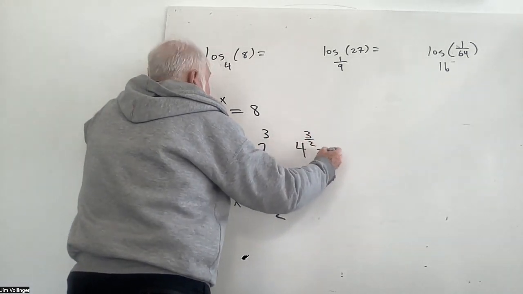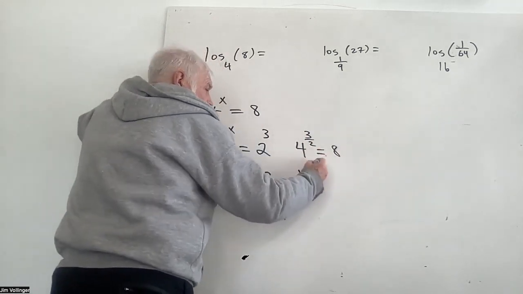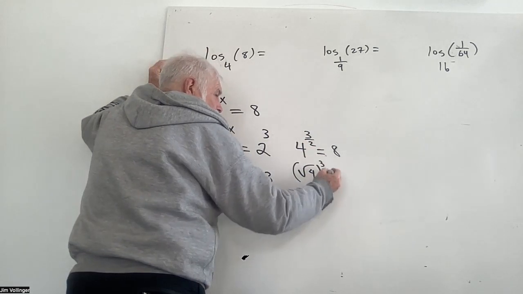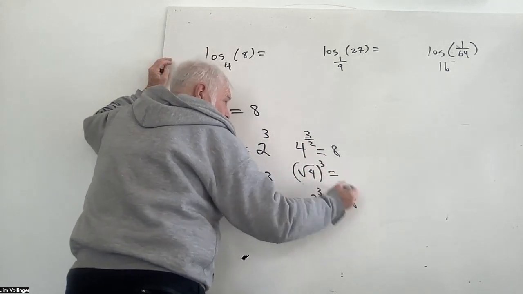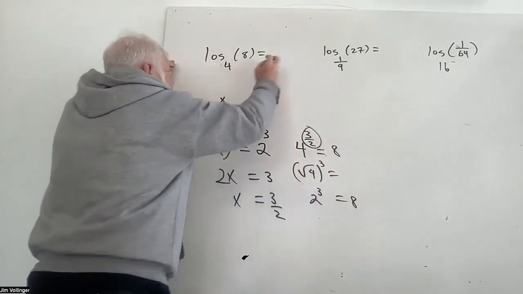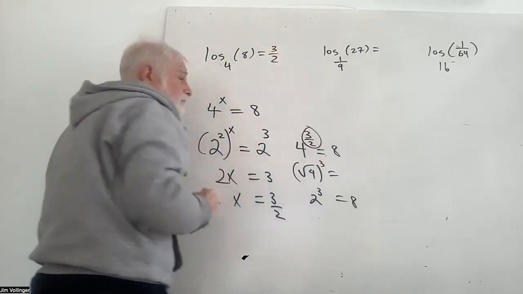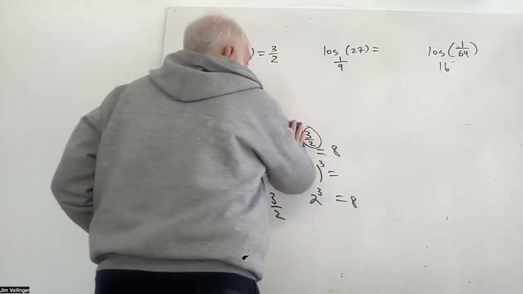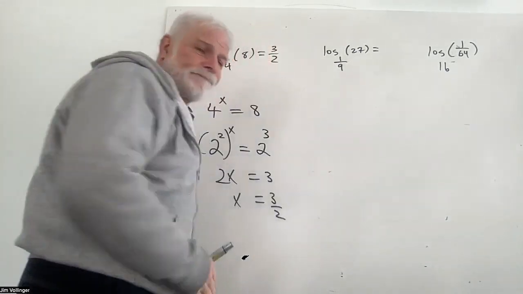Does 4 to the 3/2 actually get us 8? Well, the square root of 4 is being cubed, and therefore 2 cubed gets us 8. So that was the exponent. Yeah, I guess I'm going to have to erase a little bit here to keep getting some space. Next problem.